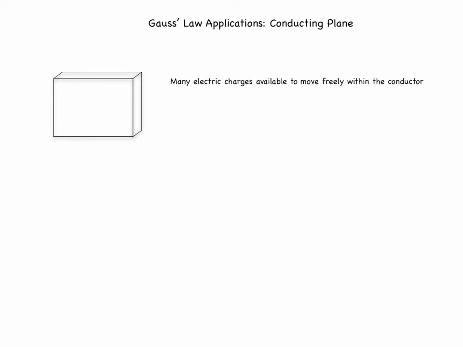Our next example of Gauss's law applications is the electric field due to a conducting, uniformly charged infinite plane. But first, let us briefly review the properties of ideal conductors.